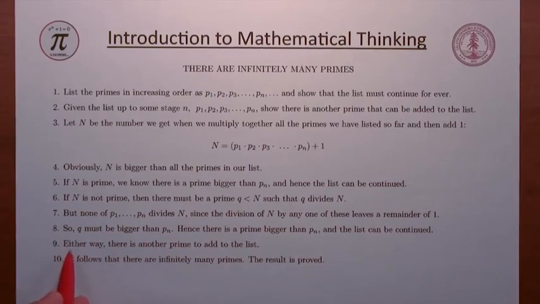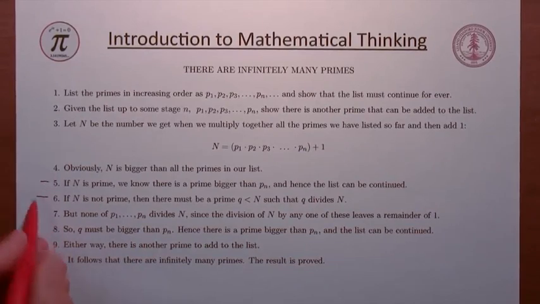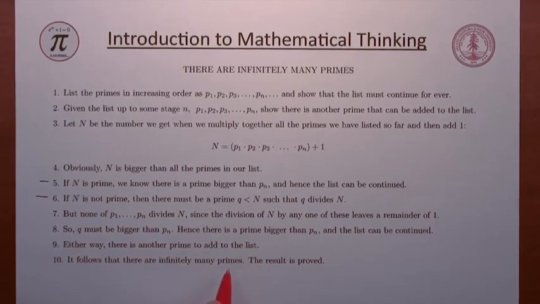Either way, either if n is prime, or if n is not prime, either way, there's another prime to add to the list. It follows that there are infinitely many primes. And the theorem's proved.